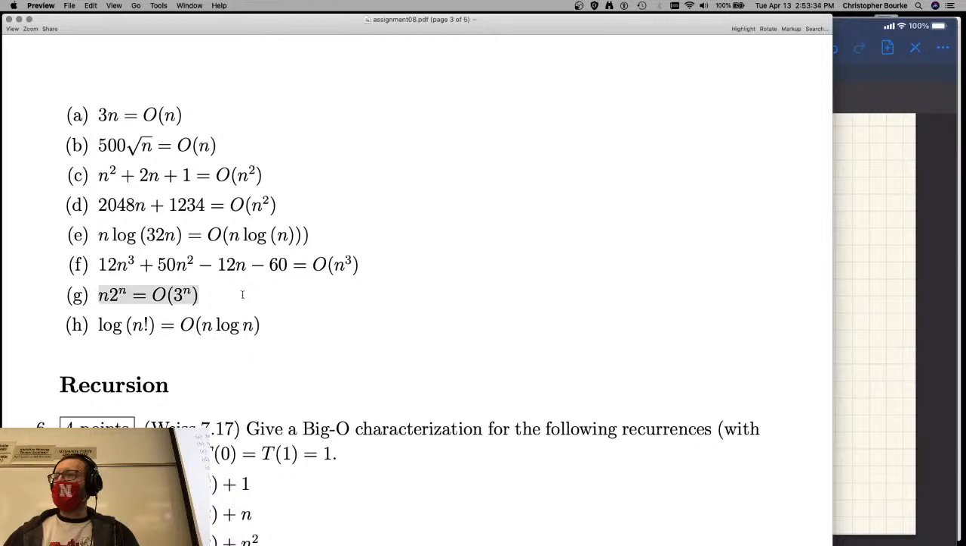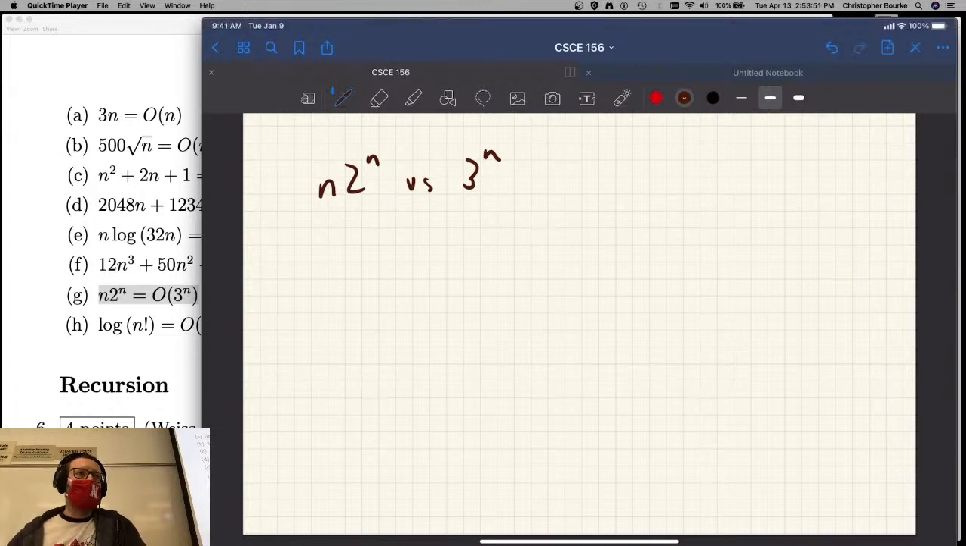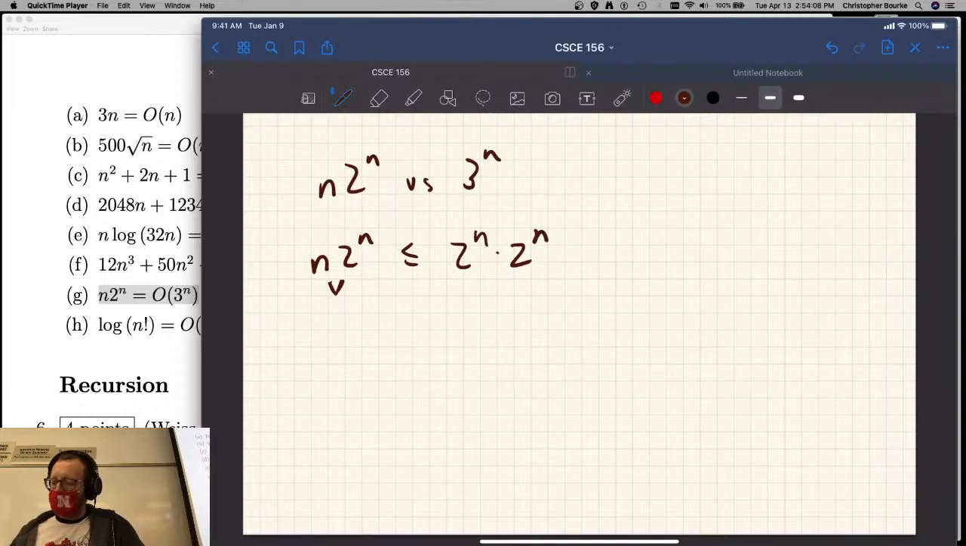What about this one right here? This is usually just as simple as the other ones once you figure out the trick. n times 2 to the n versus 3 to the n. Right? Now if you just go along and do what we did before, starting with the right hand side and making it bigger, you're tempted to try to combine these two terms into one by making the n bigger. What's that going to end up being?